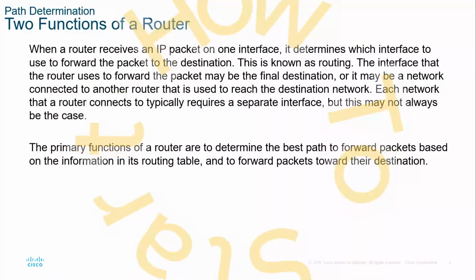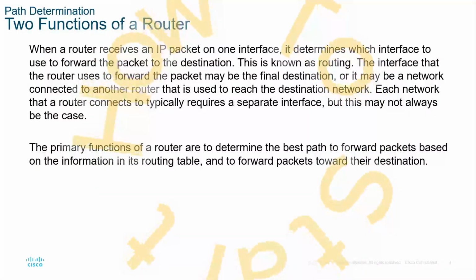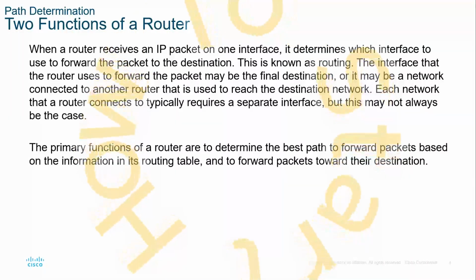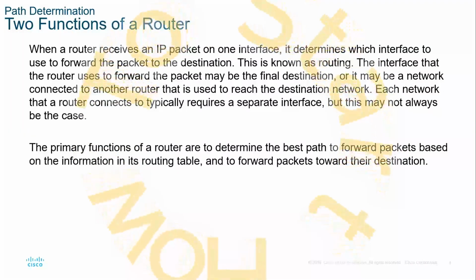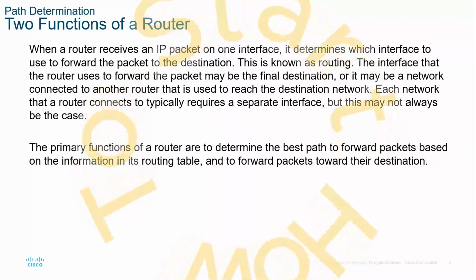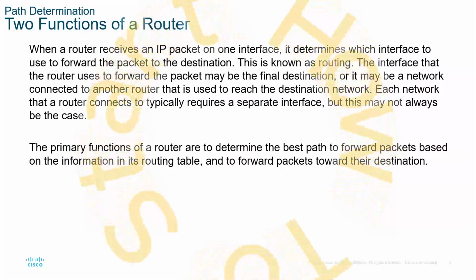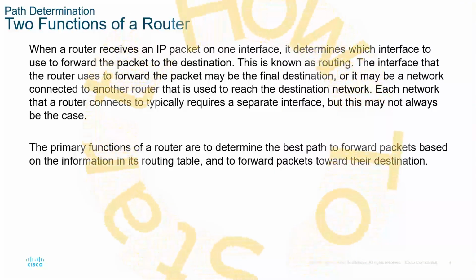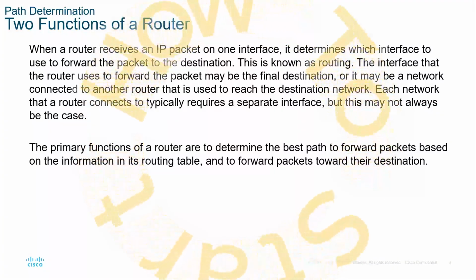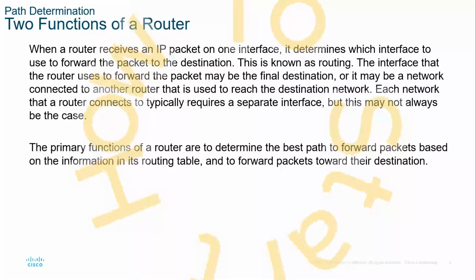So essentially, a router will receive a packet, and it needs to determine how to forward that packet. What interface should that packet go out of? The process of figuring that out is known as routing. Typically, a router will have an ingress and egress port or interface, but that's not always the case.